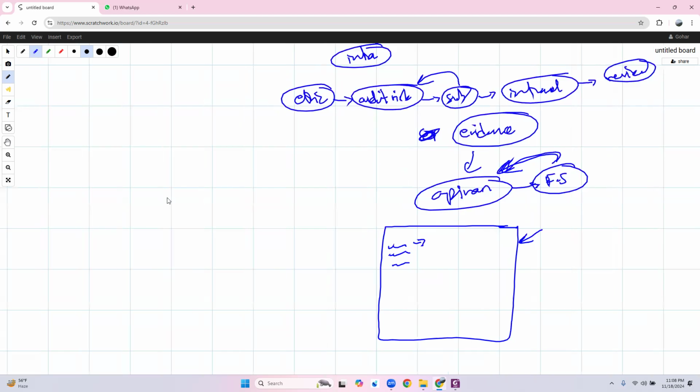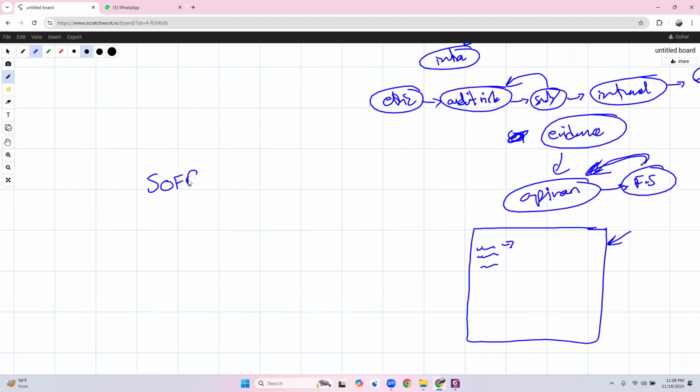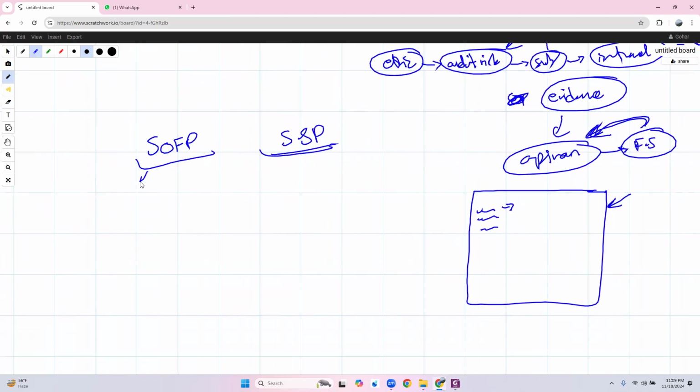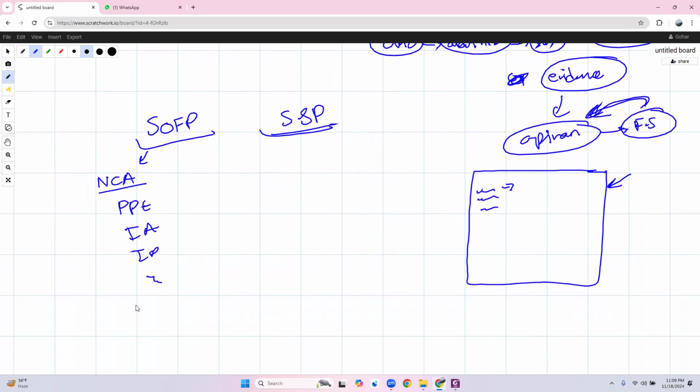If you remember clearly about the statement of financial position and the statement of profit and loss, what was the presentation criteria of these two statements? Within the statement of financial position, non-current assets come first. Within non-current assets, the first thing is PPE. The second thing is intangible assets. The third thing is investment properties. The fourth thing is so on and so forth. Then come the current assets. Within current assets, the first thing you write is always inventory. Then the second thing is receivables. The third thing is cash.